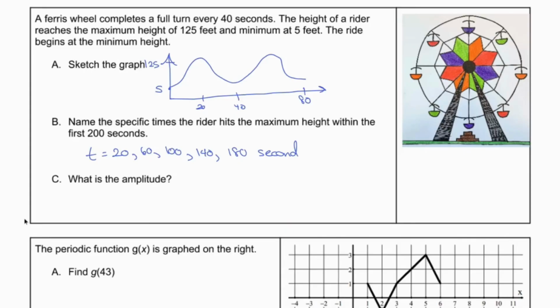Okay? What is the amplitude? The amplitude is going to be half of the total height. So half of 125 minus 5 is going to be half of 120, which is 60. There's your amplitude.